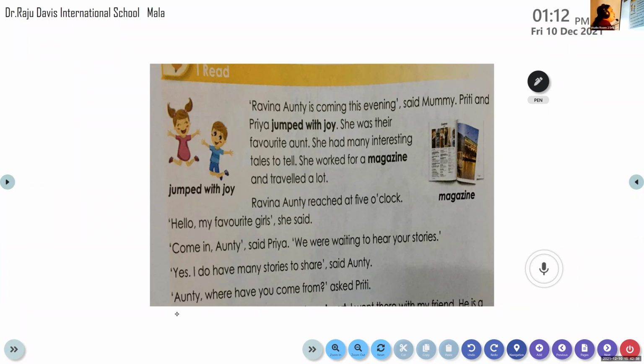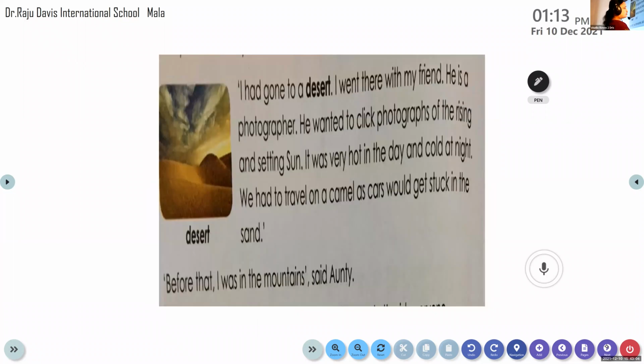"Come in, auntie." Priya welcomed Ravina auntie and said, "We were waiting eagerly to hear or listen to your stories." Hearing that, Ravina auntie replied, "Yes, my dear, I also have many stories to share with you or to tell you about." Then the other girl asked auntie, "Where have you come from now?" They were very eager to know from where auntie has come, what all she has seen. They were very eager to hear all that.